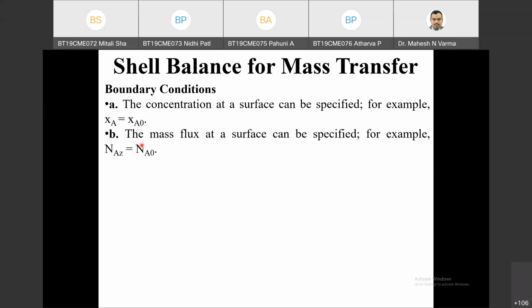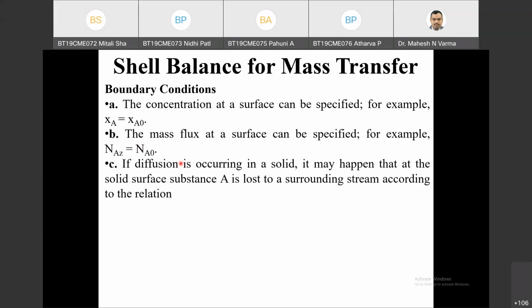Then mass flux can be given. So mass flux will be specified. This is as good as the air liquid boundary condition in momentum transfer. In heat transfer, heat flux will be given. So here in mass transfer, sometimes flux will be given at the surface. That can be used to solve the problem.